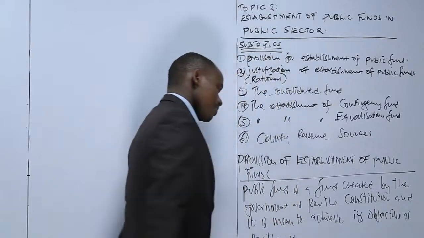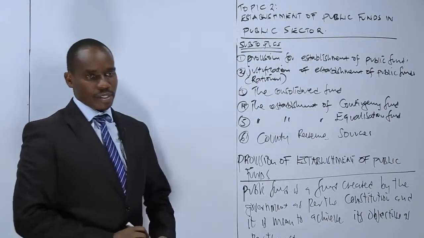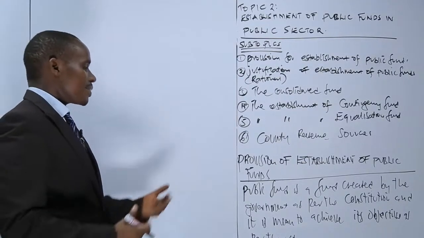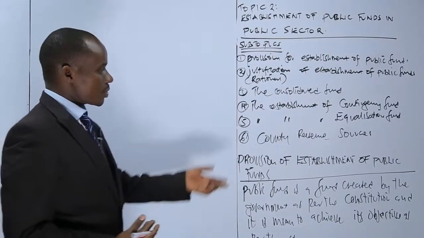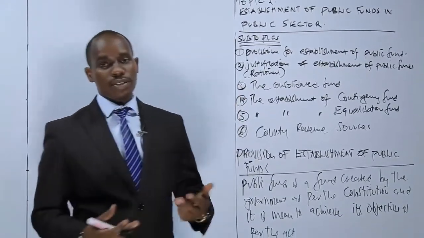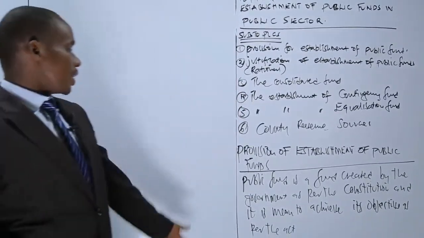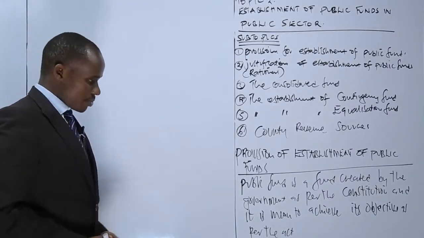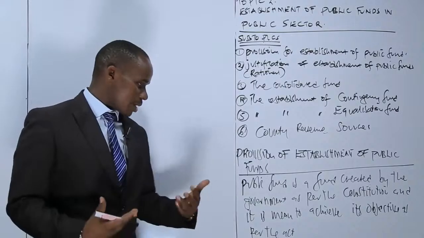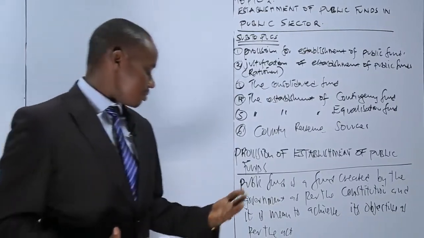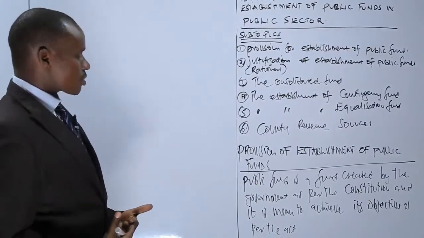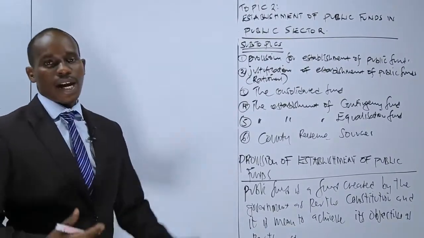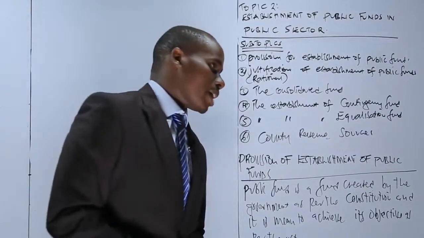Simply because we are saying we have different types of funds. So the fund that is created, for instance, the consolidated fund, it is there to achieve its objectives. Again, when we talk about the equalization fund, it has its own objective. So we are saying in general, public funds are funds that are created by the government as per the Constitution of the Republic of Kenya, and they are meant to achieve their objectives as stipulated by the Act.